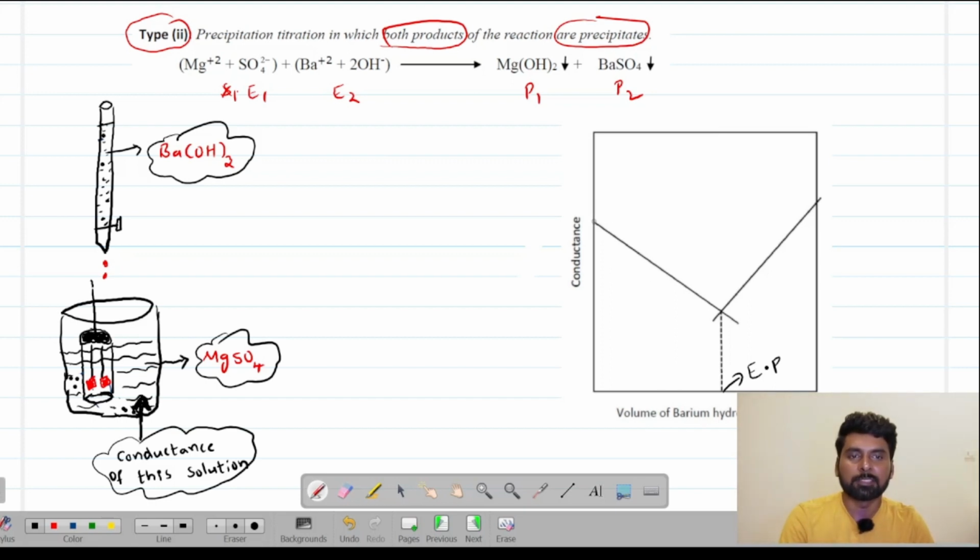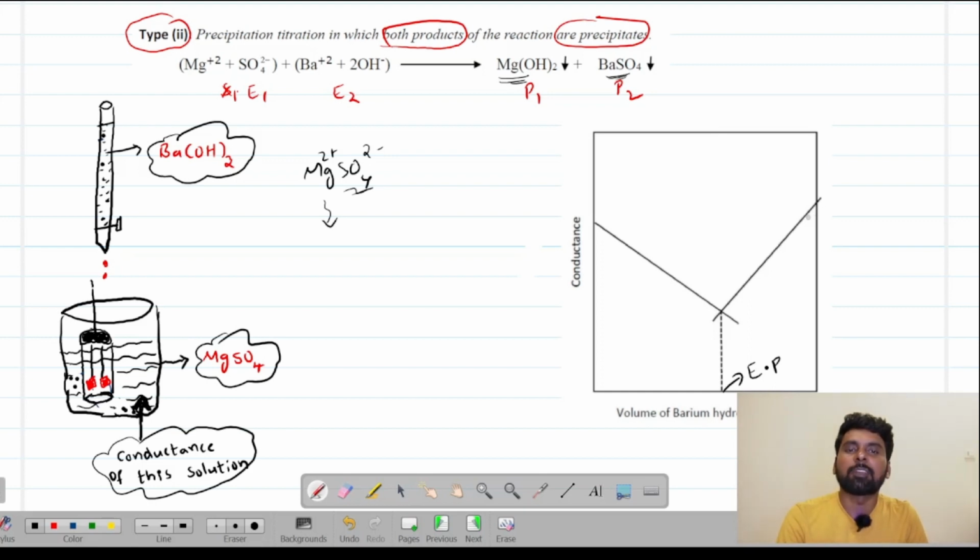Now take this. Till the endpoint, conductance is decreasing. Why? Initially magnesium sulfate is there, so magnesium ions and sulfate ions both exist freely as individual ions. Once you start adding barium hydroxide from the burette, some of the magnesium ions are converted into a precipitate, and some of the sulfate ions are converted into another precipitate. So the number of magnesium ions and sulfate ions keeps on decreasing till the endpoint. That's why conductance is decreasing.